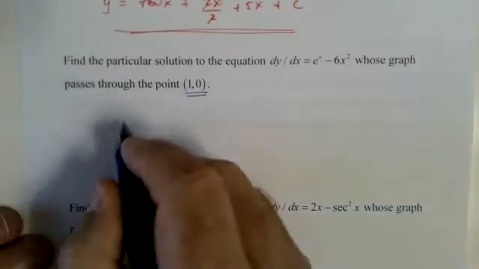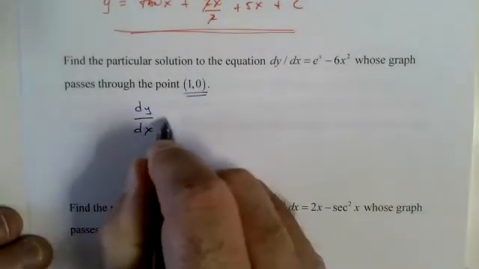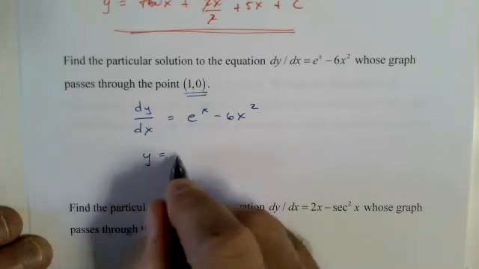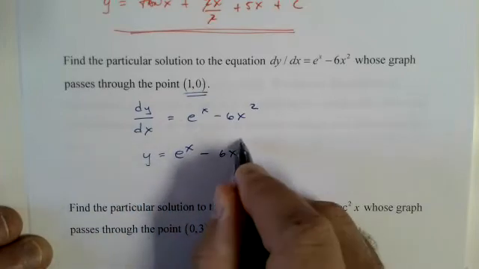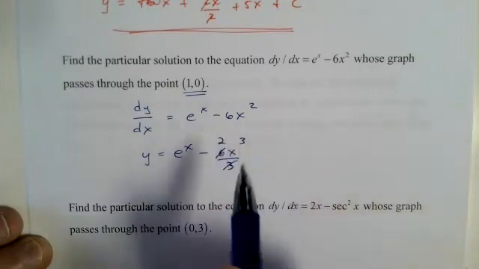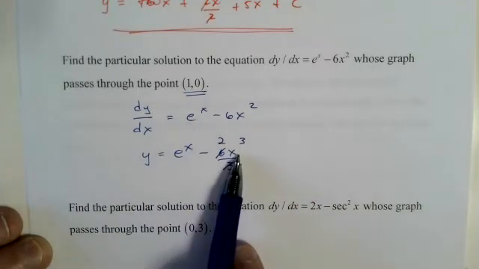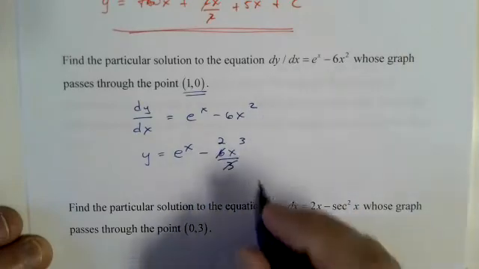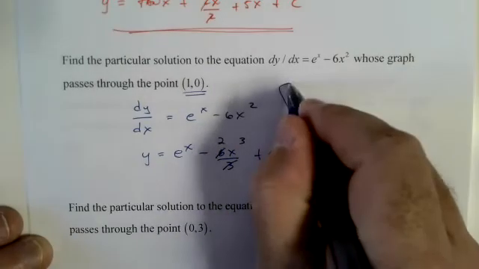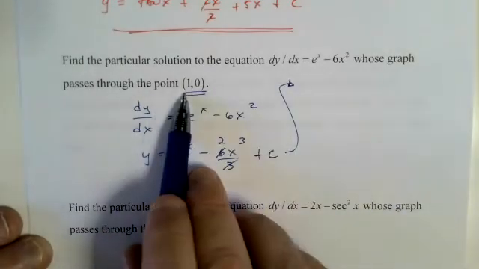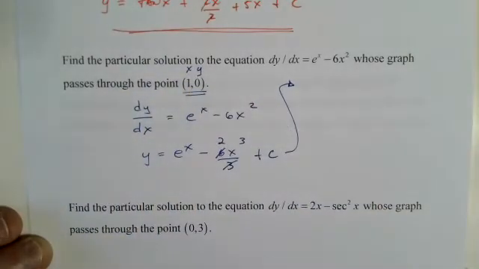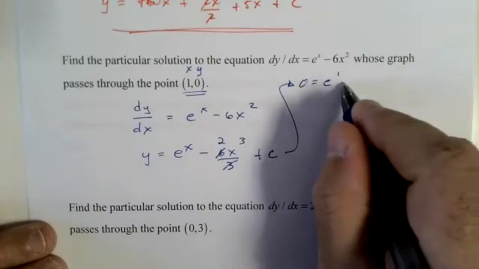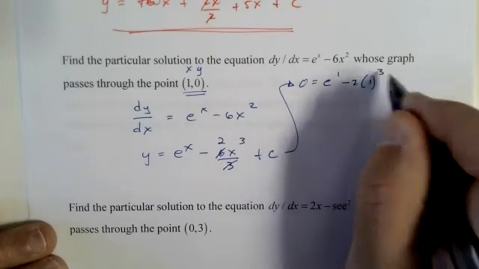We'll get there. Now, do we actually write in all that nonsense? dy dx equals e to the x minus 6x squared. No, usually we just jump. Y equals e to the x minus 6x, add 1 to the third over 3. Check. Derivative of e to the x is e to the x. Derivative of x to the third, 2x to the third, 3 up front, 6x squared. Check. Then we put a plus c. And here's where we put that initial point in. X, y. 0 equals e to the first minus 2 times 1 to the third.